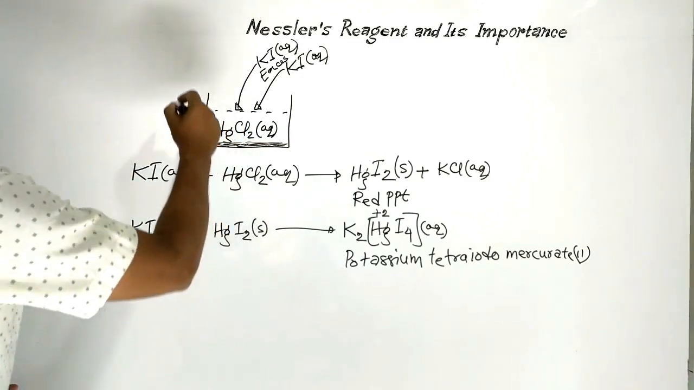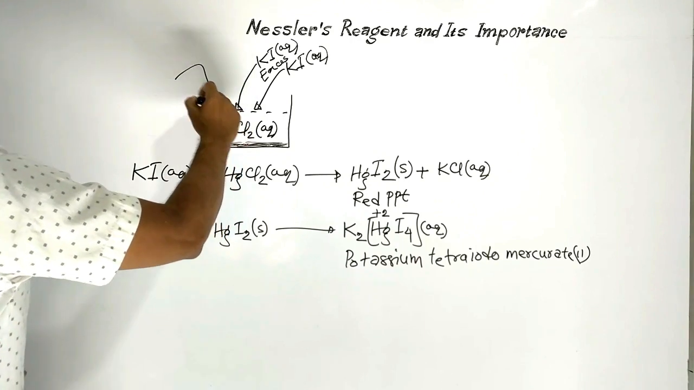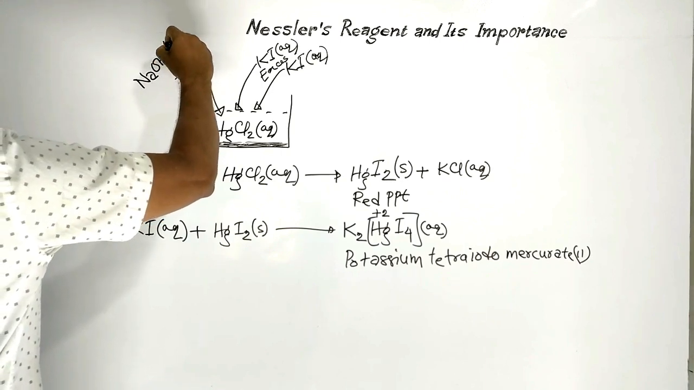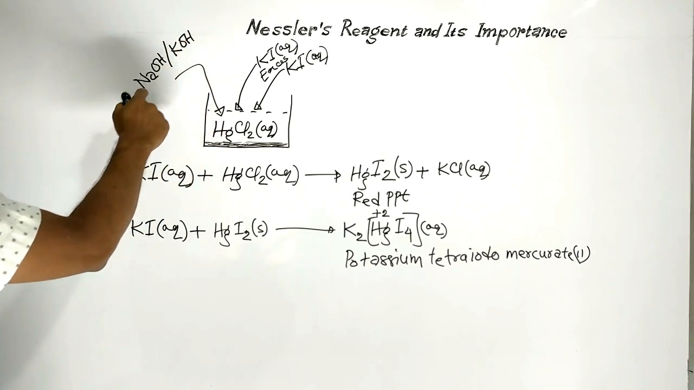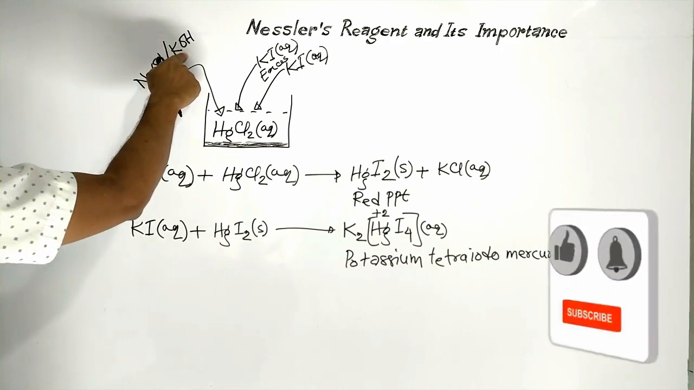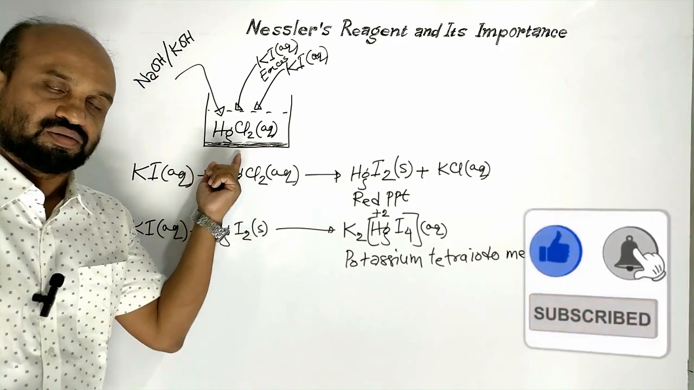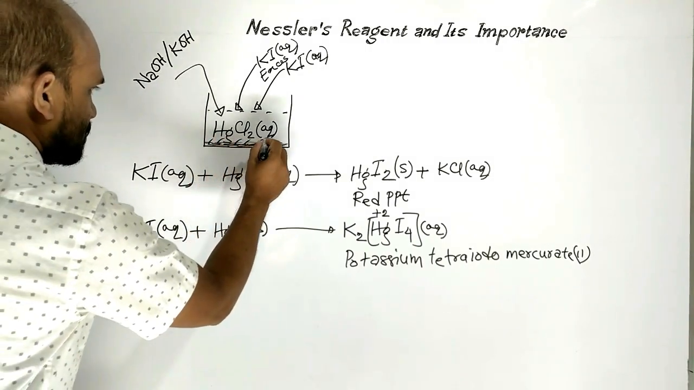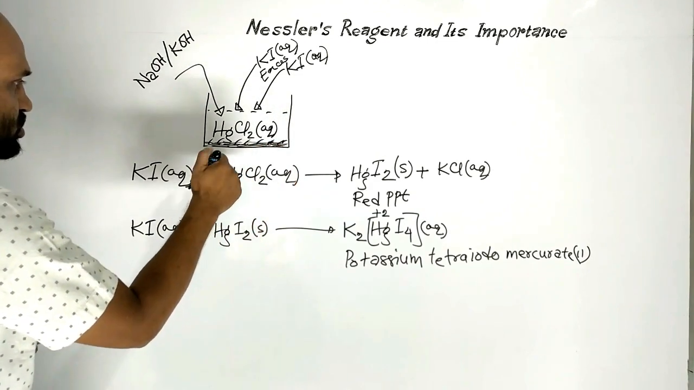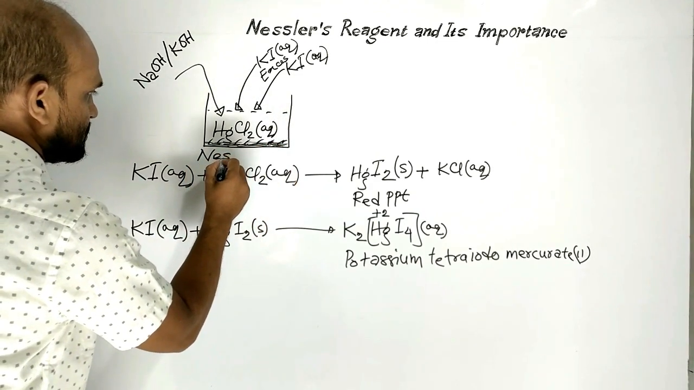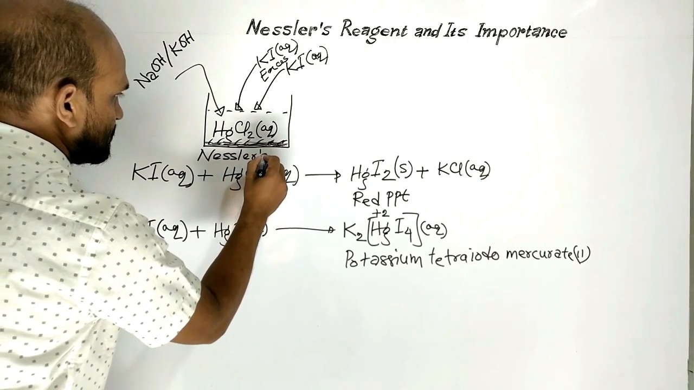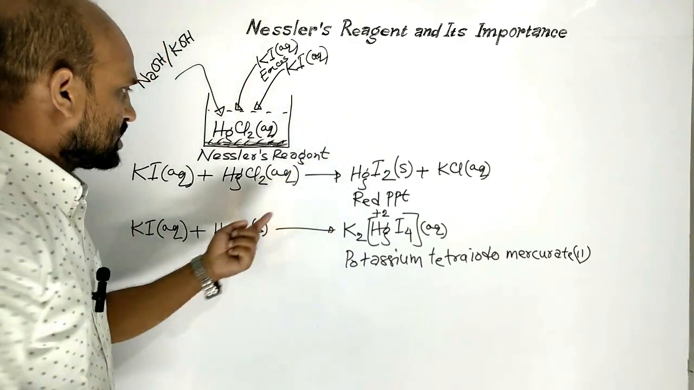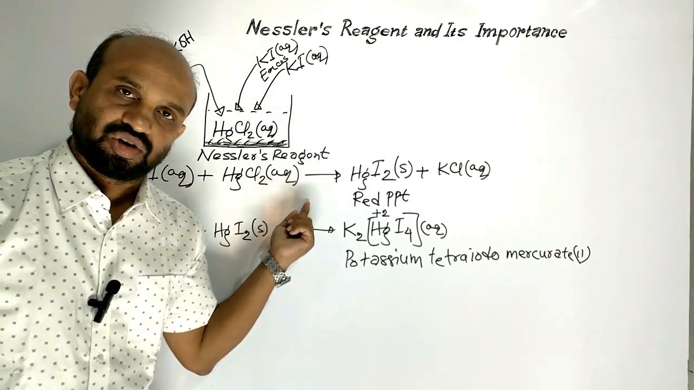Now, this solution is made basic by adding sodium hydroxide or potassium hydroxide. Sodium hydroxide or potassium hydroxide is added to the solution to make it basic. Now, this basic solution is known as Nessler's reagent, or Nessler's solution.